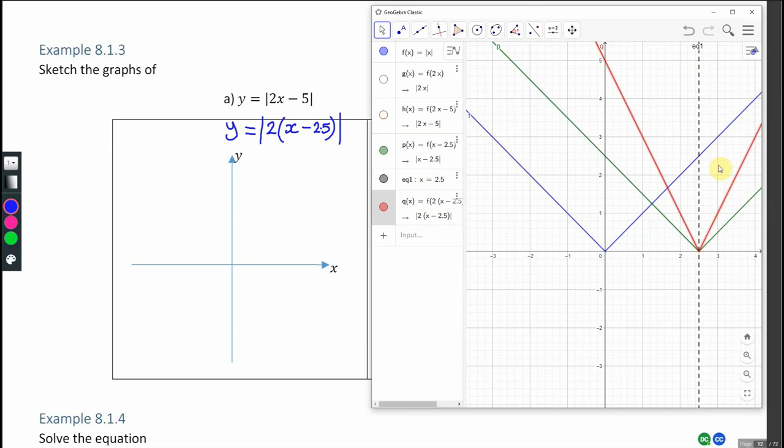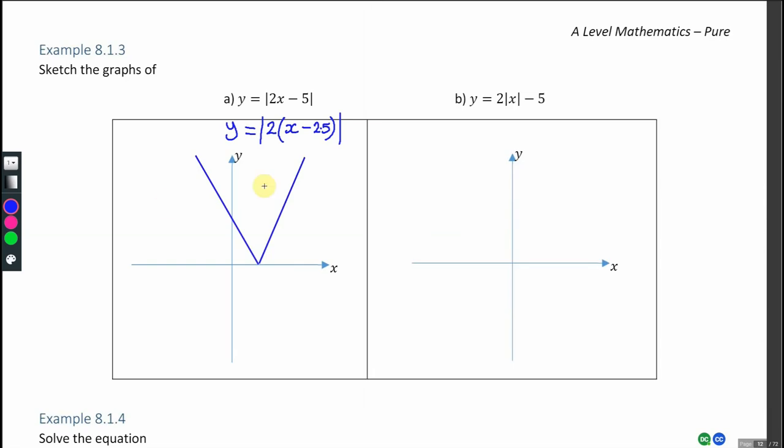So these examples depend on what order you're going to do them in. Are you going to do the translation first, or are you going to do the stretch first? Just be careful. Let's put the answer on. I've drawn the graph. We need to see 2 lines and then show where it touches the x-axis. That happens when x is 2.5 and y is 0. Let's also show where it goes to the y-axis as well.